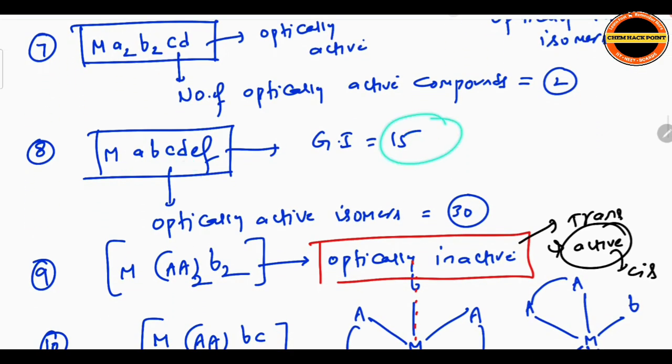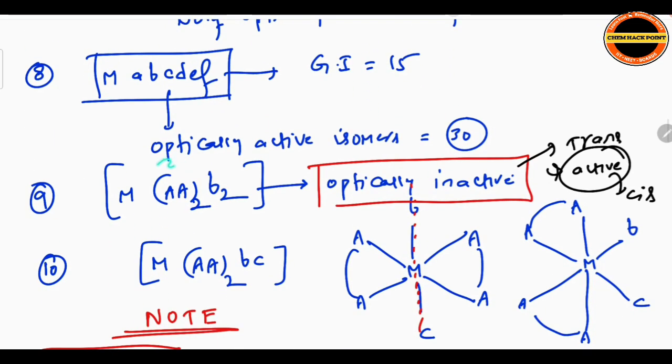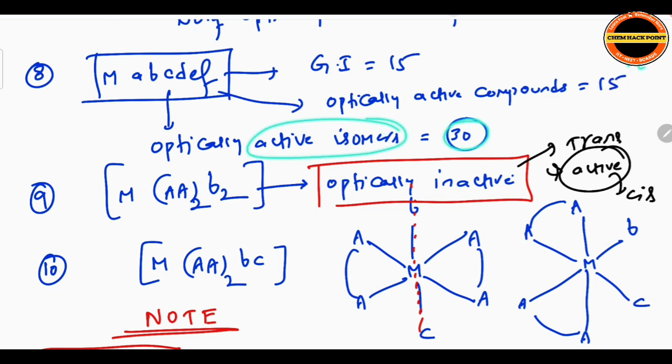MABCDEF, geometrical isomers 15 we studied. Optically active isomers 30. How? Here you can see the optically active compounds first. Optically active compounds is equal to 15 here. But optically active isomers 30, because each compound has 1 D, 1 L. So into 2, if you do 15, you will get 30.